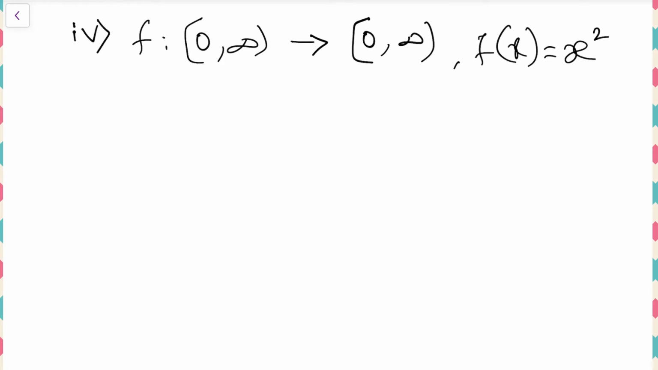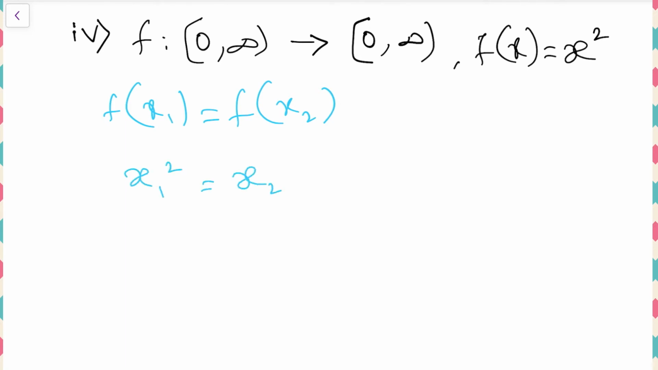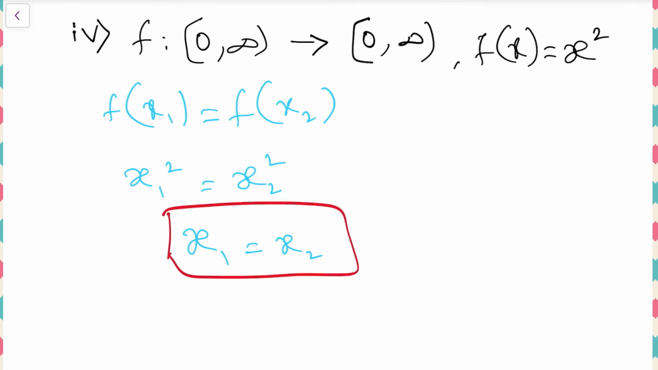Okay, let us check again. First I am going to check whether it is an injection, that is a one-one function or not. f of x1 is equal to f of x2, so x1 square is equal to x2 square. Both the powers are equal, then obviously the bases are also equal to each other, that is x1 is equal to x2. If x1 is equal to x2, then obviously this is a one-one function.